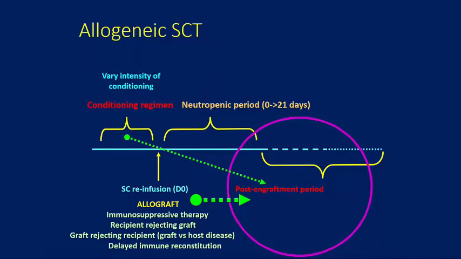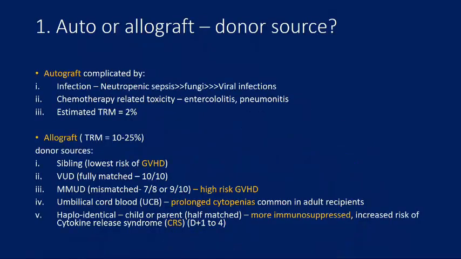And the consequence of that is this process of graft versus host disease, where this new immune system can induce illness. As a result, there's lots of immunosuppressive therapies required, and there's a delayed immune reconstitution. So autologous stem cell transplants tend to have issues related to infection, predominantly neutropenic sepsis from bacteria, while fungal infections are really quite uncommon in this type of transplant.